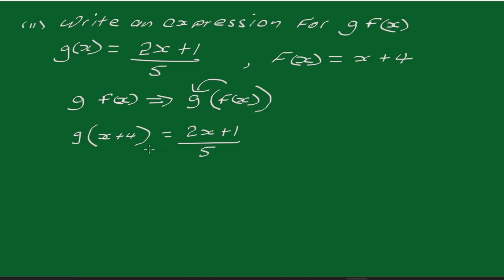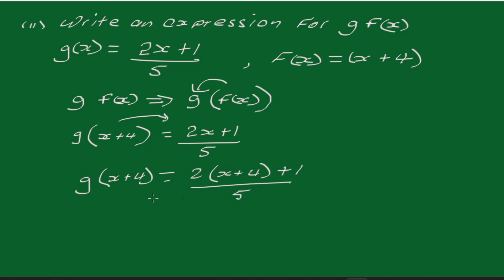all over 5. So now this function is going to be inputted in the function g, and since f of x equals x plus 4, it is this that we're going to input into the function g. Remember, we cannot input f of x into the function g. We have to input what f of x is into the function g. So again, anywhere we see an x in function g, we're going to replace it with x plus 4. So that will equal 2 times (x plus 4) plus 1 all over 5.